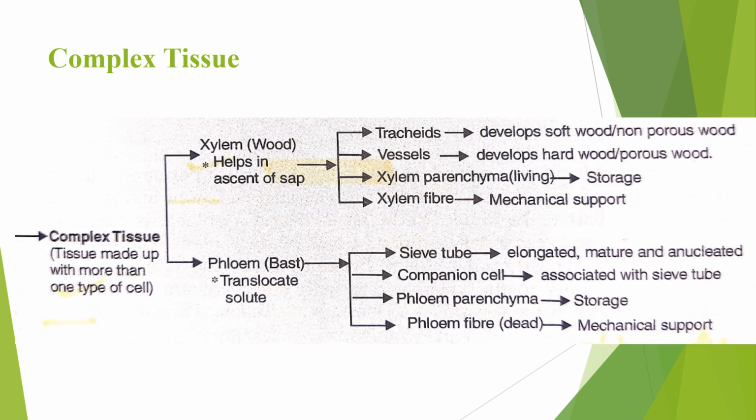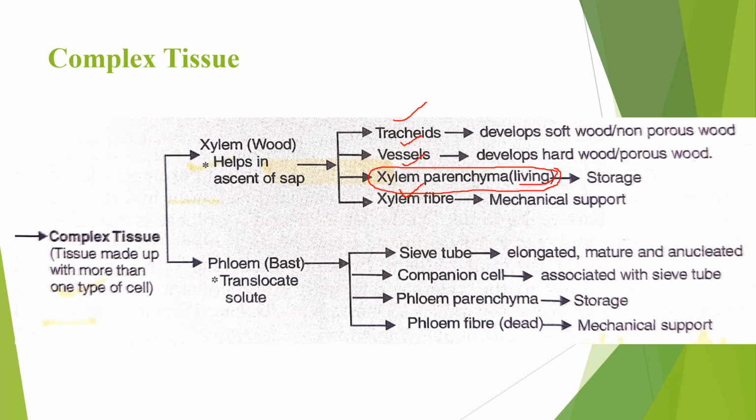Then complex tissue. So that is all about simple permanent tissue. Now complex permanent tissue: one is xylem and the second is phloem. Xylem has four components: the first is tracheids, the second is vessels, the third is xylem parenchyma, and the fourth is xylem fiber. Xylem parenchyma is the only living component of the xylem. All other components of xylem are dead.